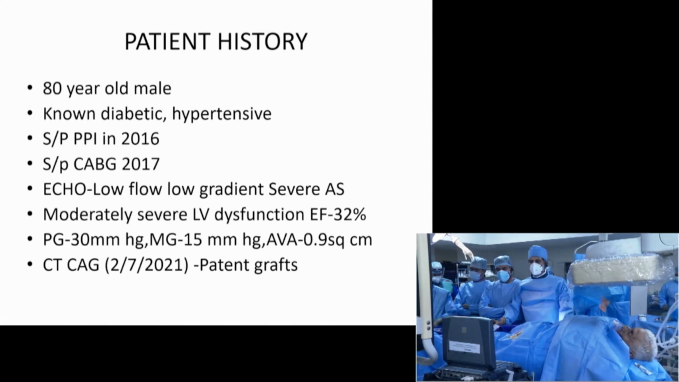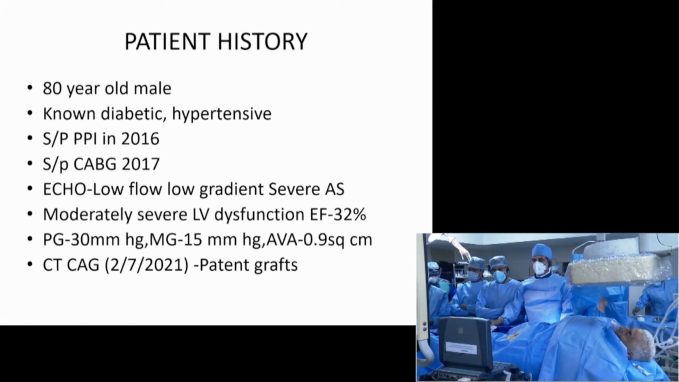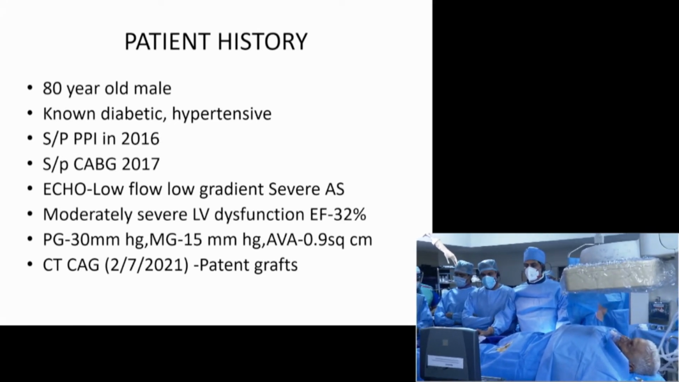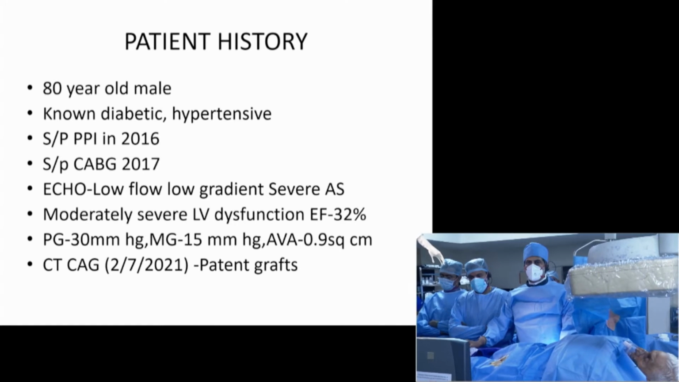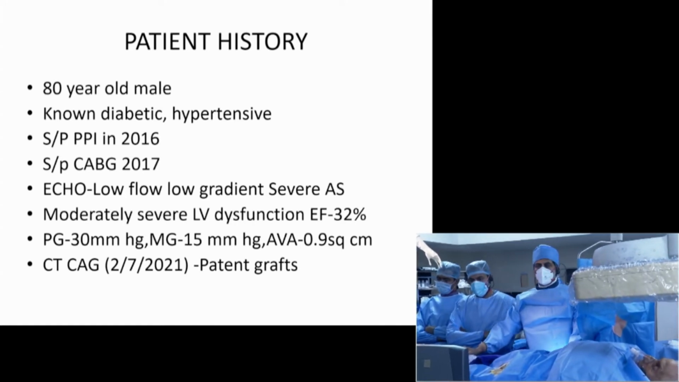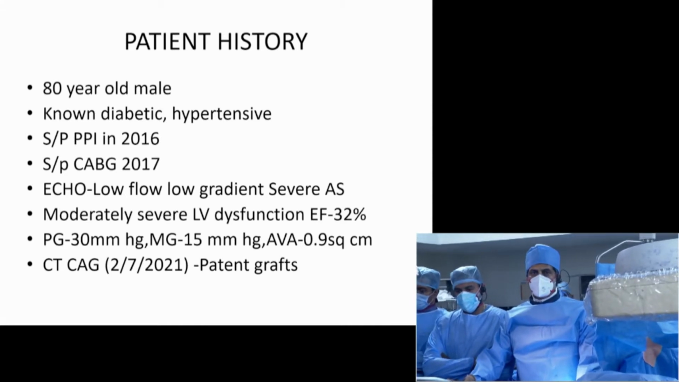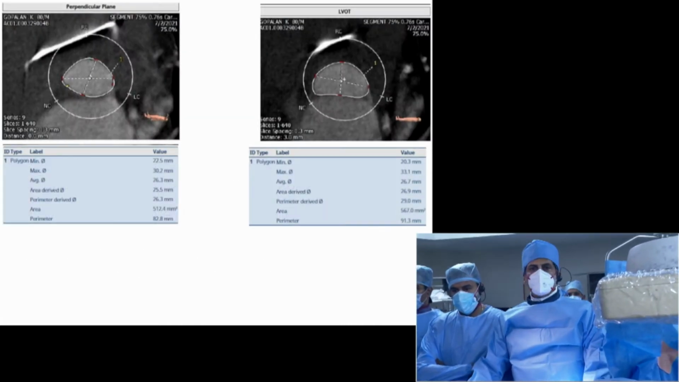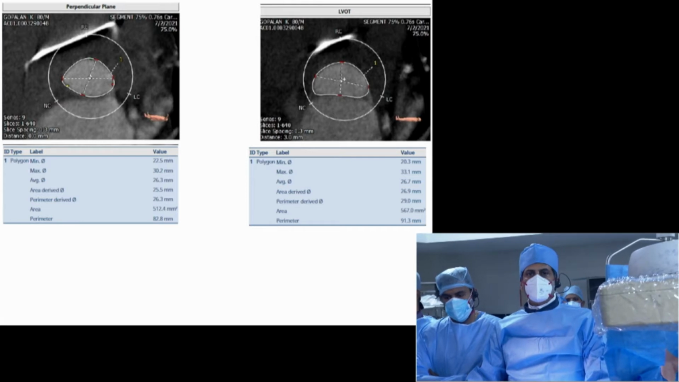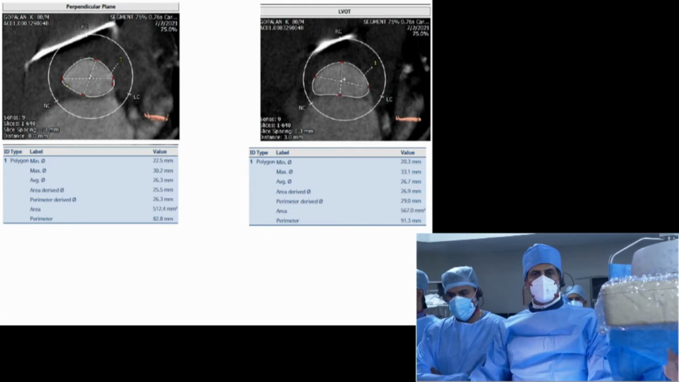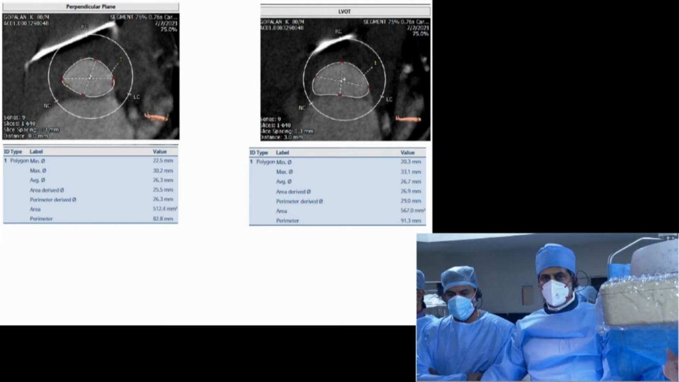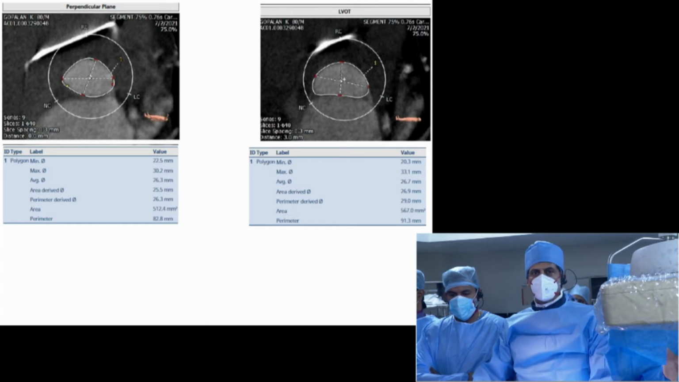His gradient was only 15 mean and 30 peak gradient at rest, however his aortic valve area was significant, at 0.9 square centimeters. He also had a CT coronary angiogram, which showed all the bypass grafts were patent. As he was planned for TAVI, clearly this patient is an elderly gentleman who is post CABG with severe LV dysfunction. Clearly the choice is TAVI as compared to surgical aortic valve replacement.